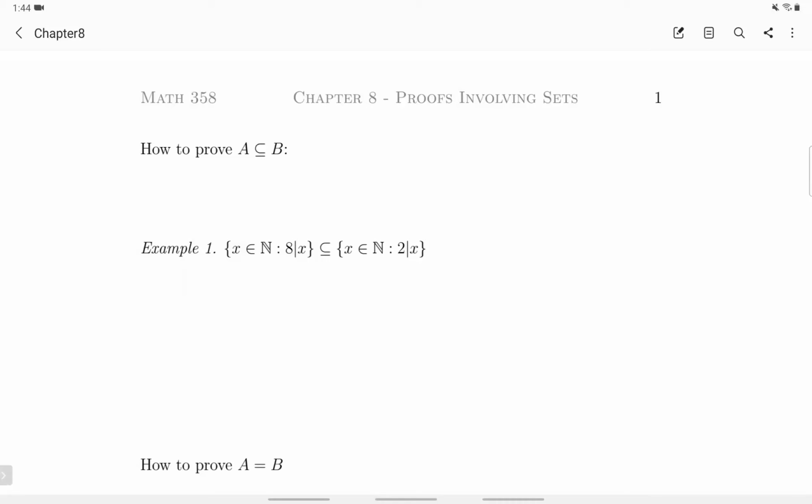Okay, so we are on chapter 8. This is proofs involving sets, right? We did sets way back at the beginning of the course. You're starting to forget what all that means. Well, they come back. All right, so let's use sets.